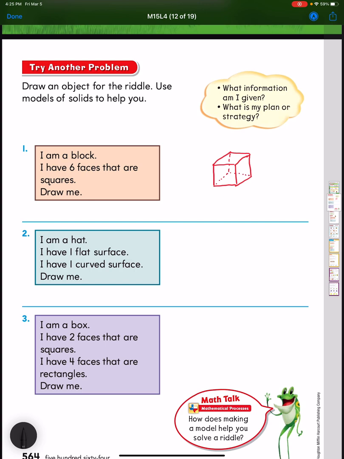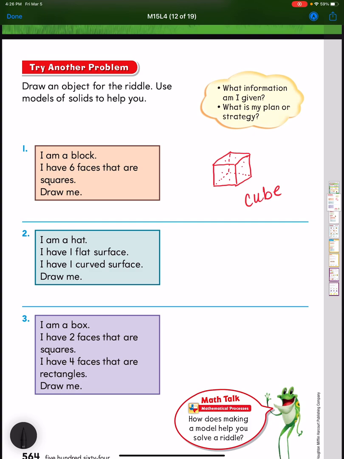Okay, so this is the shape I drew. It has 6 faces, 1, 2, 3, 4, 5, 6. And it's the shape of a block. It's also called a cube. A block is just like the shape of a 3D shape of a cube.